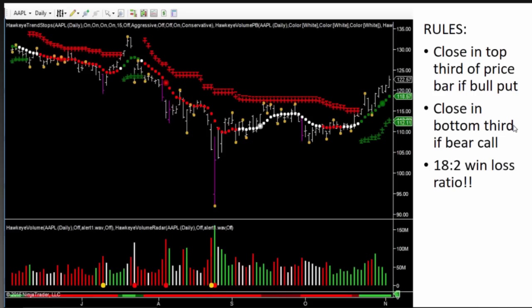Okay, I'm just checking through. How much premium are you collecting on spreads? Great question.